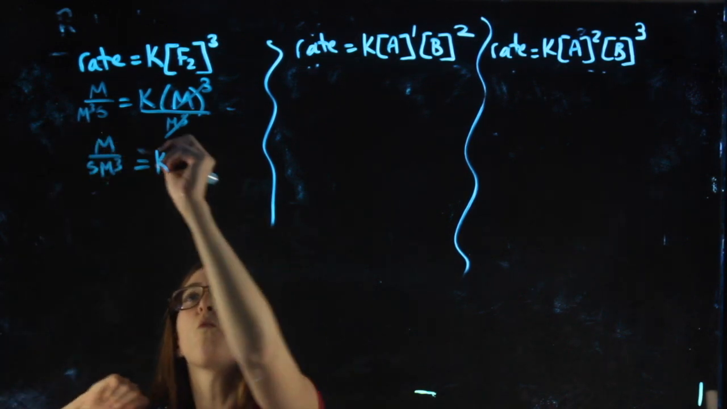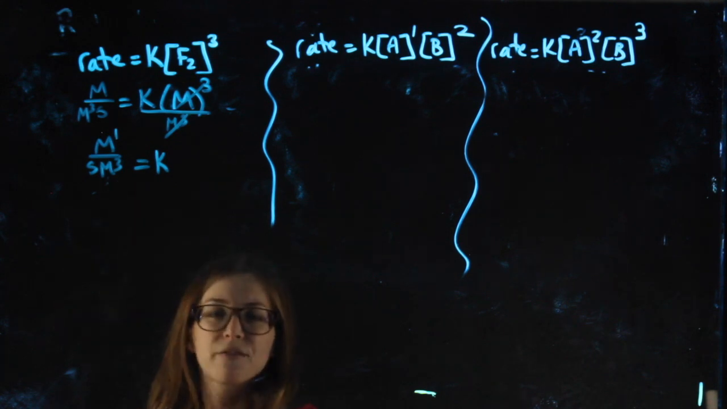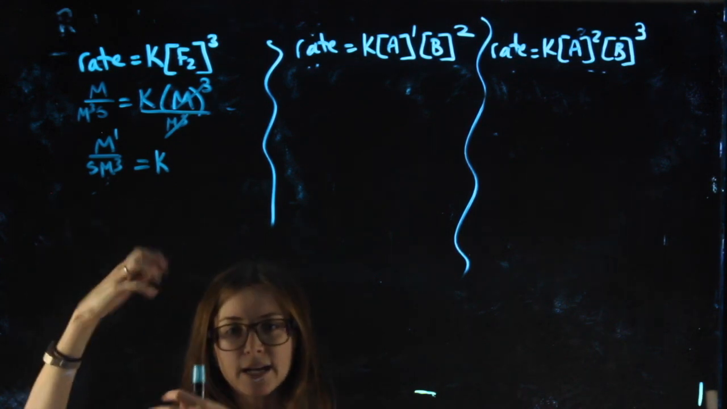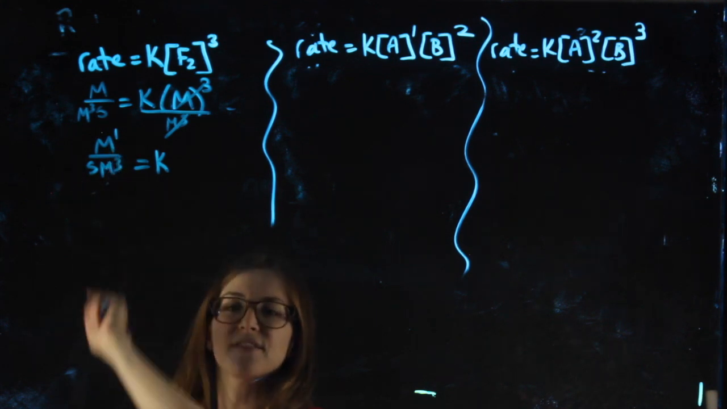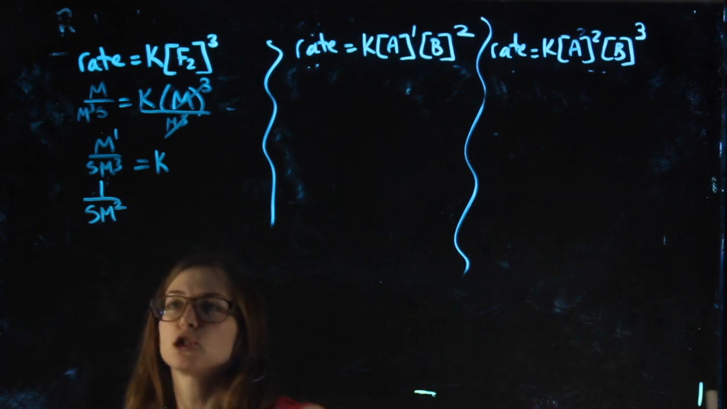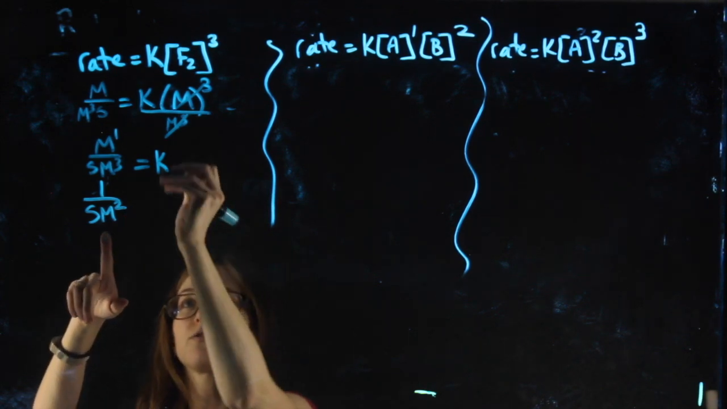This M means I have 1 M on top there, and I have 3 on bottom. Simplifying 1 on top, 3 on bottom, really I can just end up with 2 on the bottom and get rid of that 1. 1 over S M squared. Those would be my units for K.